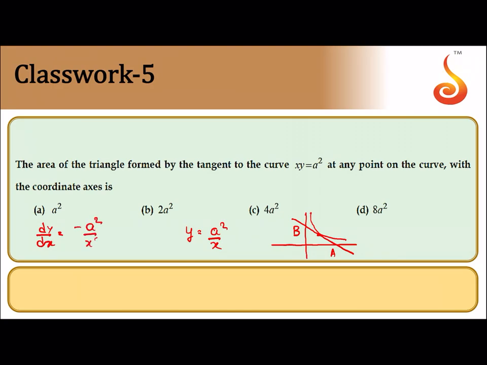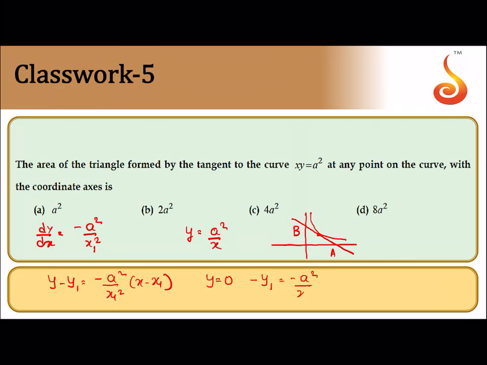And you have drawn a tangent that cuts at A and cuts at B. So you have to find the area of a triangle formed by this one. This is the point. So clearly dy by dx is equal to minus a square by x square. At any point x1, y1, this will be x1. So this is the slope. Now what is the point?